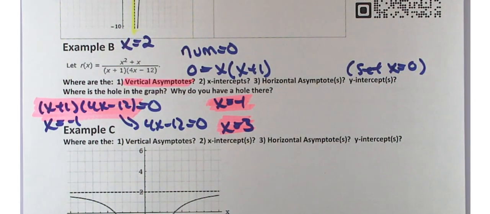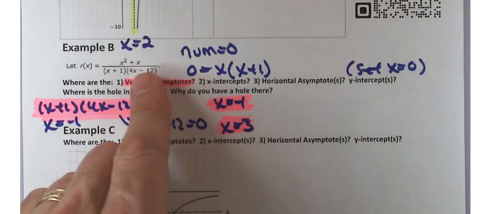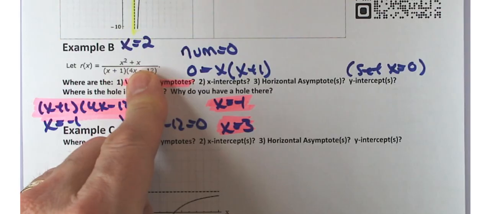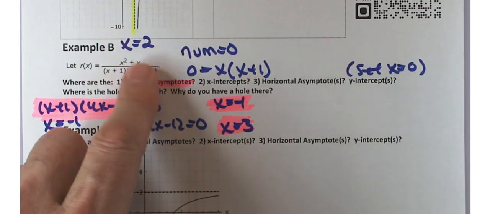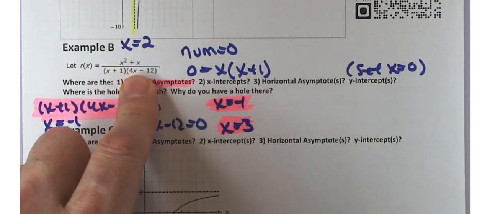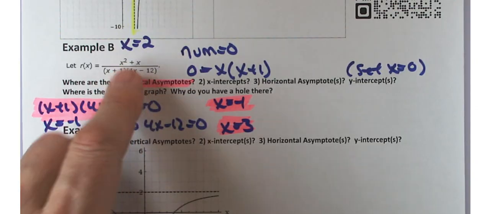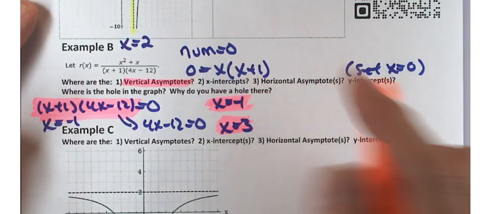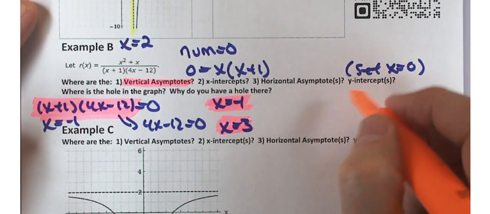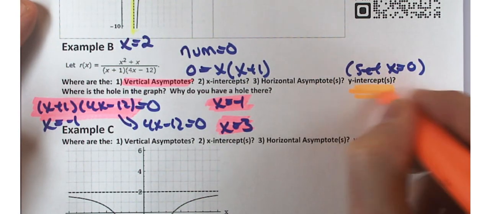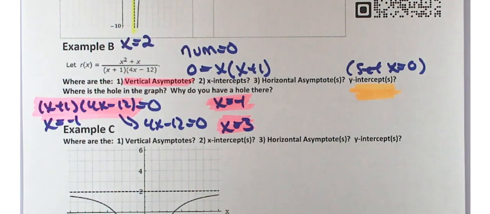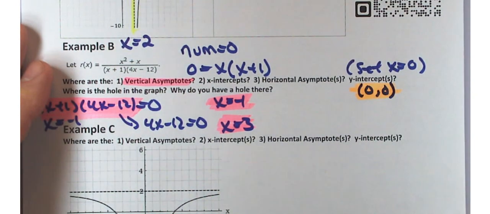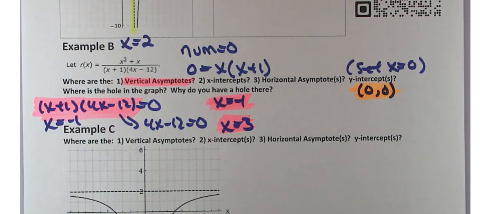Okay. If I set x equal to 0, what do I get for y? 0 squared plus 0 divided by -12 if you wanted. What am I going to get when I do that ratio? 0. So 0, 0. The graph should pass through 0, 0.